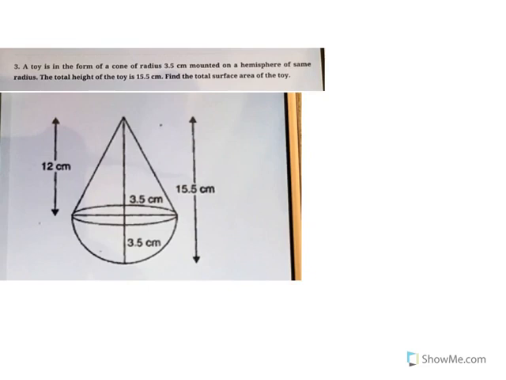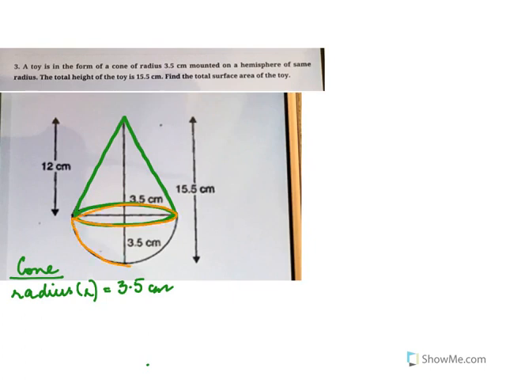A toy is in the form of a cone of radius 3.5 centimeters. So here we have a cone, and the radius is 3.5 centimeters. Now this cone is mounted on a hemisphere. So here we have this hemisphere having the same radius, the same base. A cone mounted on a hemisphere of the same radius.